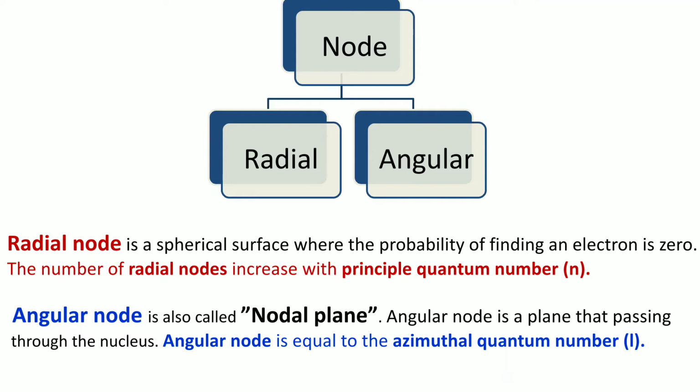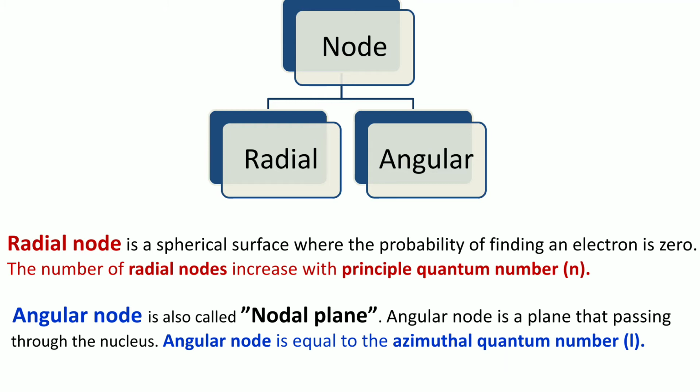Angular node is also called nodal plane. Angular node is a plane passing through the nucleus. The number of angular nodes is equal to the azimuthal quantum number. As we know, for the s orbital the azimuthal quantum number is 0, so there is no angular node in s orbitals. For p orbitals the azimuthal quantum number is 1, so there is one angular node. For d orbitals the azimuthal quantum number is 2, so d orbitals have two angular nodes. In this way we can calculate the angular nodes for the orbitals.